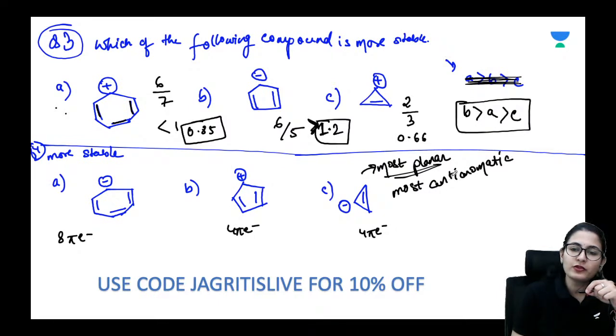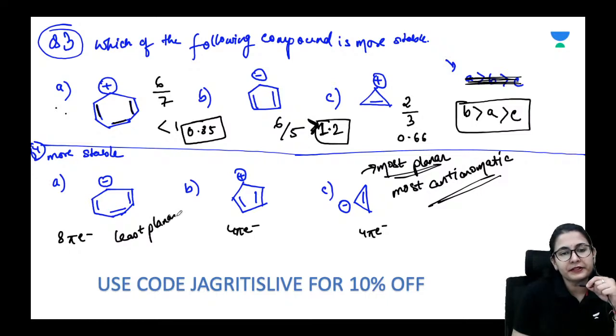This has to be the most anti-aromatic, isn't it? So now this is the most anti-aromatic because of maximum planarity. Option number 1 is the least planar. Okay, least planar it is going to be, and that is why it is more stable than option C, because this can hold a big ring, right?